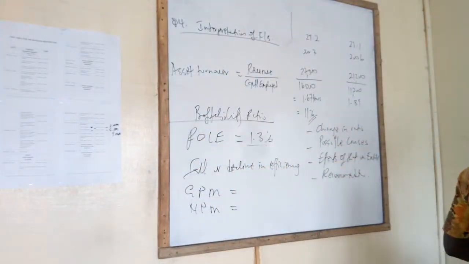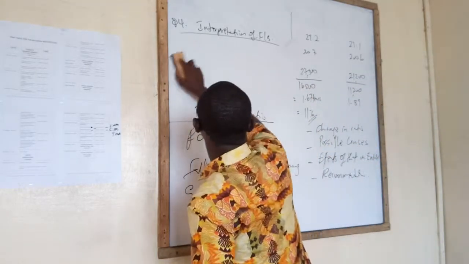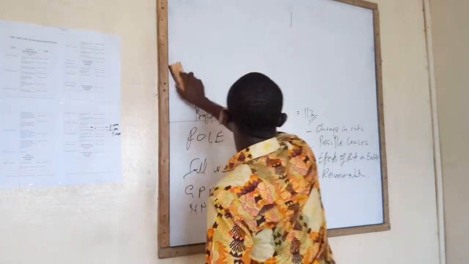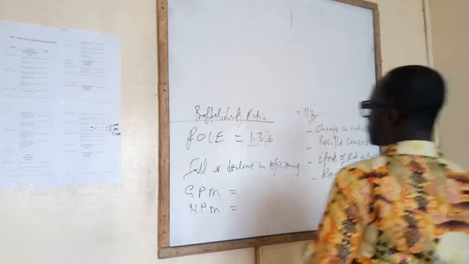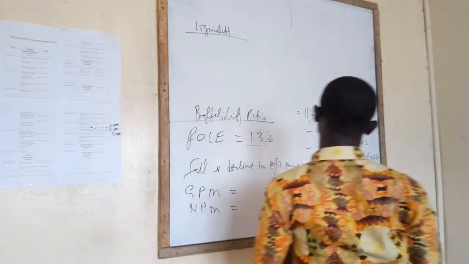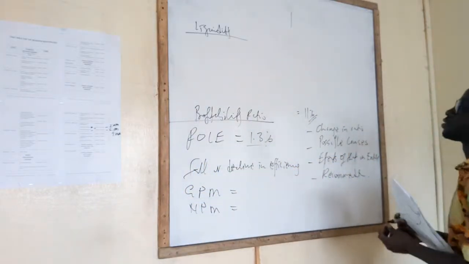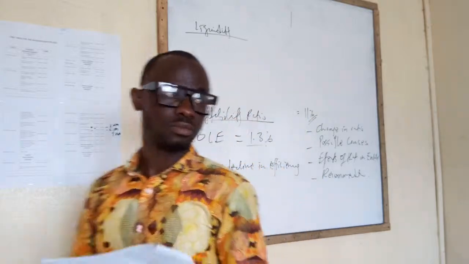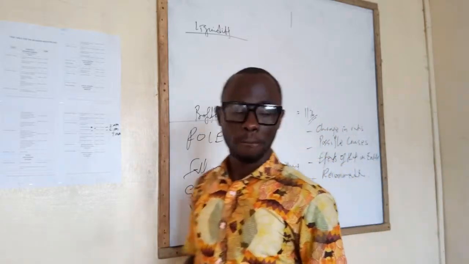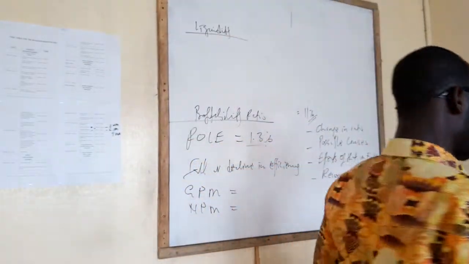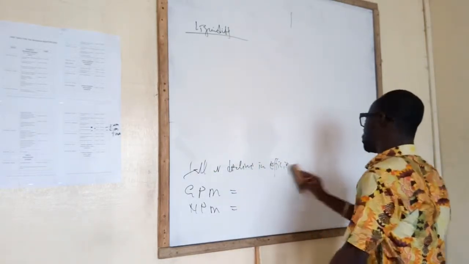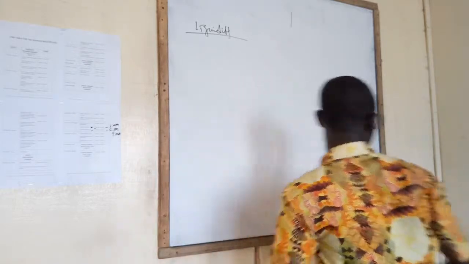Then we come to liquidity ratios. What did we do under liquidity? Did it increase or reduce? It went to 2.1. Wow. And then the quick ratio decreased. Now, to better interpret the current ratio and the quick ratio, what did I tell you?